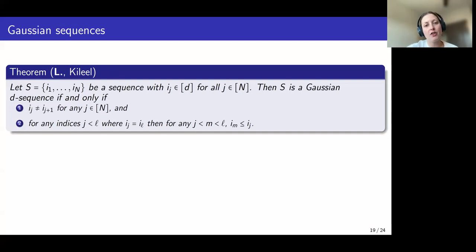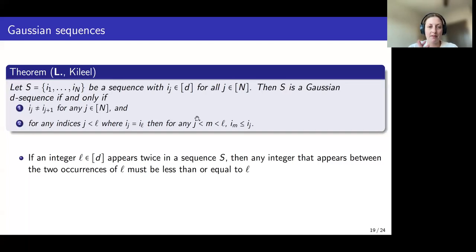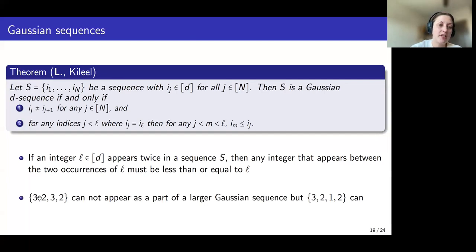But the second one is actually the real constraint. What this is saying in notation is that if I have some integer L that appears twice in my sequence, then any integer that appears between the two occurrences of L must be less than or equal to it. As an example, 3232 cannot appear as part of a larger Gaussian sequence, because the number 2 appears twice and 3 appears between the 2s, but 3 is strictly greater than 2. But 3212 could appear, because even though 2 appears twice, 1 appears in between, and 1 is less than 2. So we're all good.